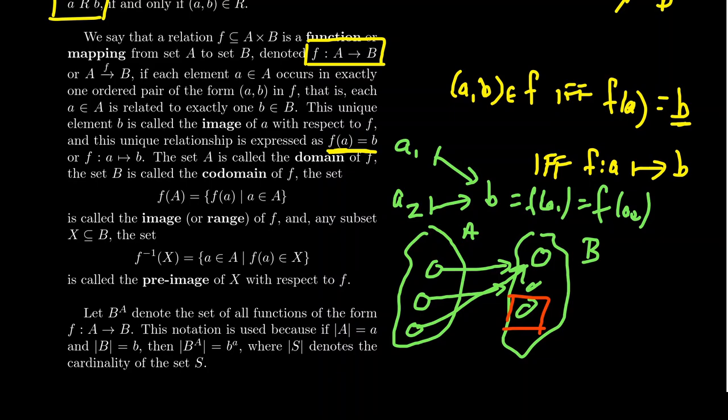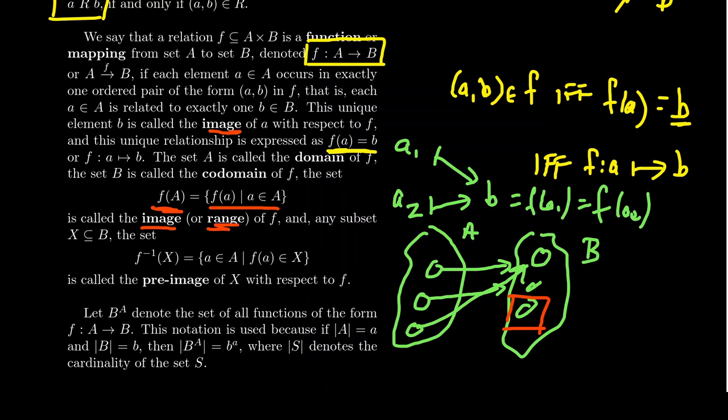Because of this, it often makes sense to define the image of the function. Now we're overloading this word a little bit. We've talked about the image of an element in the domain, but the image of the function, sometimes called the range, will be the set of all images of the elements. So as a ranges over the elements of the domain, you take the set of all images. That set is also called the image of f. Often it's denoted f of the whole domain A.